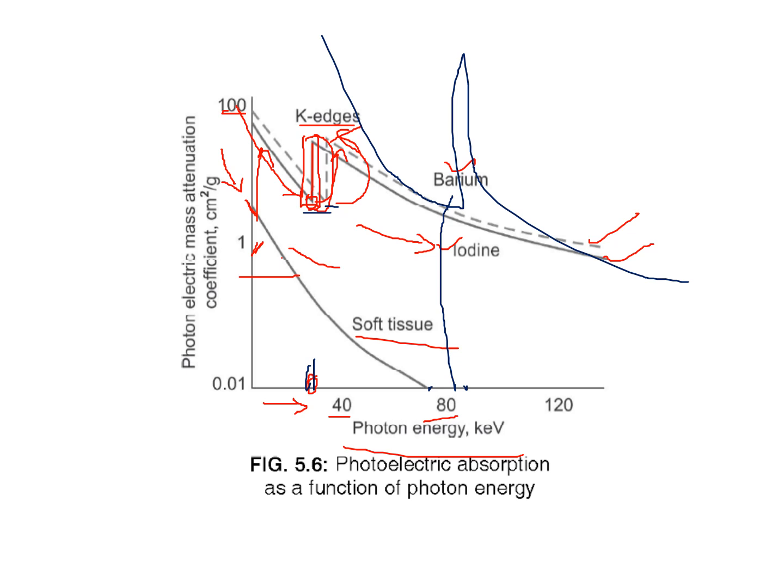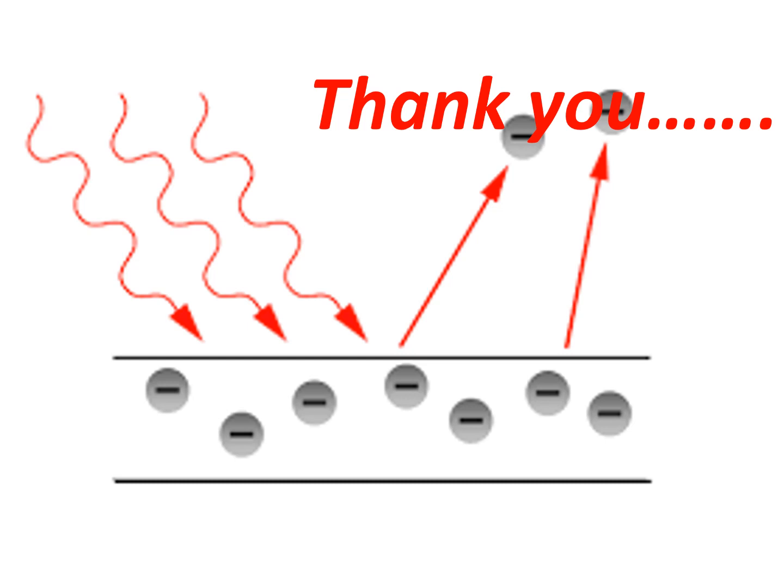Am I clear? Okay, so this is very important. The photoelectric effect is very important in soft tissue imaging for photon energy. That is why we use iodine or barium, or sometimes even lead, for the photoelectric effect. Up to this, the photoelectric effect is over. Hope you understand. Any doubt, please contact me.